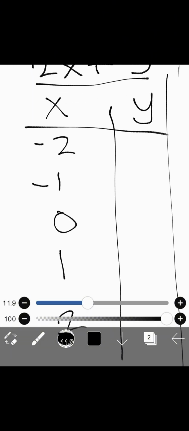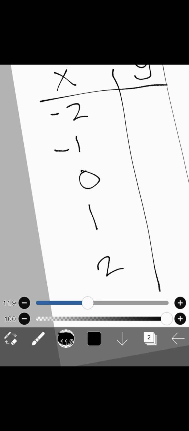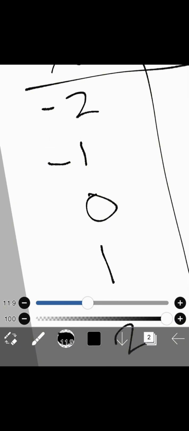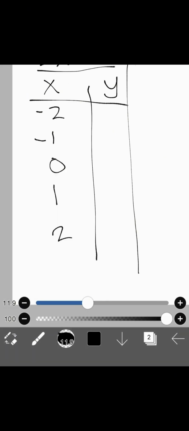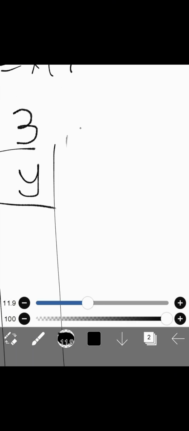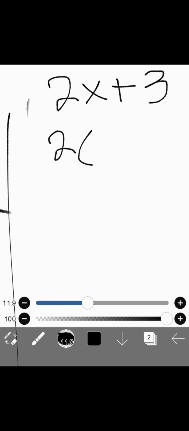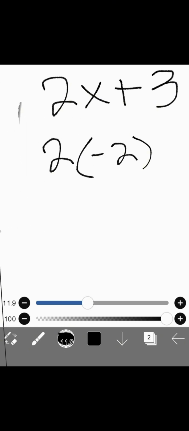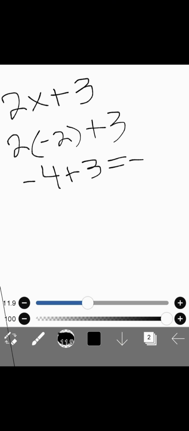So we have this table of values, and since there's a constant rate of change in x, plus 1, we're gonna check if y also has a constant rate of change. So we say 2x plus 3, and we start by plugging in our first value, which is 2 times negative 2 plus 3, which gives us negative 4 plus 3. Negative 4 plus 3 is negative 1.